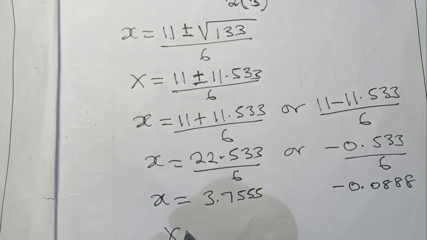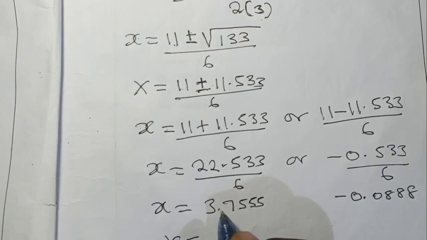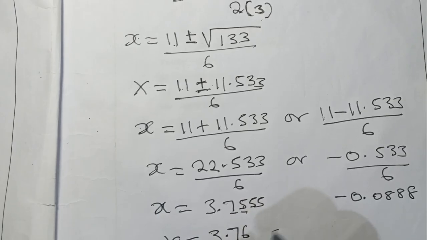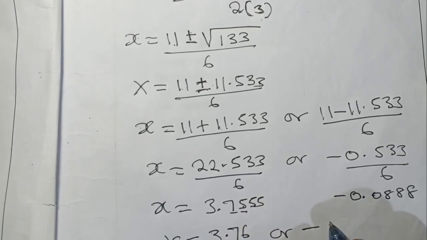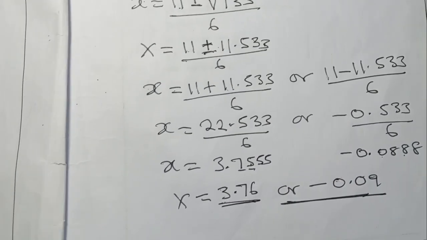But you're going to round off the answer correct to 2 decimal places. That's what I said, 2 decimal places. There are 3 numbers after the point, so we keep 2 decimals: it would be 3.75, but the next number is 5, which is nearest to 10, so you add 1 and it will be 3.76. That's the first answer. The other one is negative 0.088. Instead of writing 8, I'll put 9 because the next number is 8, nearest to 10. So negative 0.09. These are the final answers.